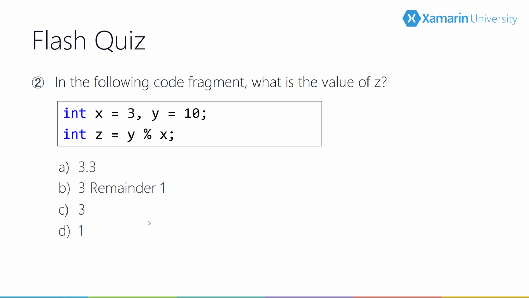Question number 2. In this following code fragment, what is the value of z? All right, so for this one, you had to remember that the percent sign is the remainder operator. So the answer here is y is 10, x is 3. 3 goes into 10 3 times with 1 left over. So the answer is D, 1.